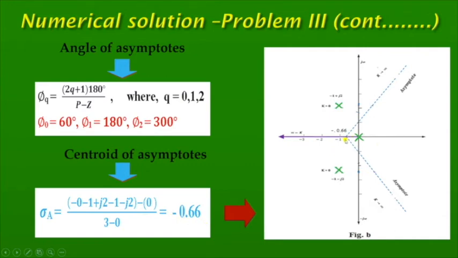Then draw from this centroid of asymptotes, which is minus 0.66. One angle is 60 degree, then draw the asymptote. Another angle is 180 degree, then draw this another asymptote. And third asymptote is angle 300 degree. So draw this third asymptote. These two are obviously symmetrical about the real axis. And these asymptotes always start from this real axis and move to infinity.